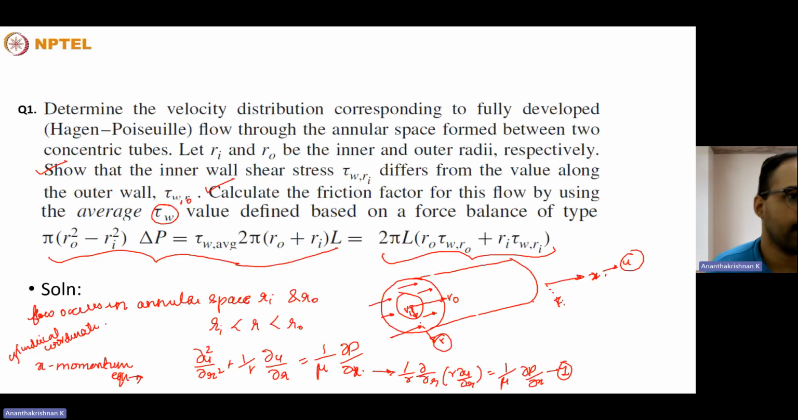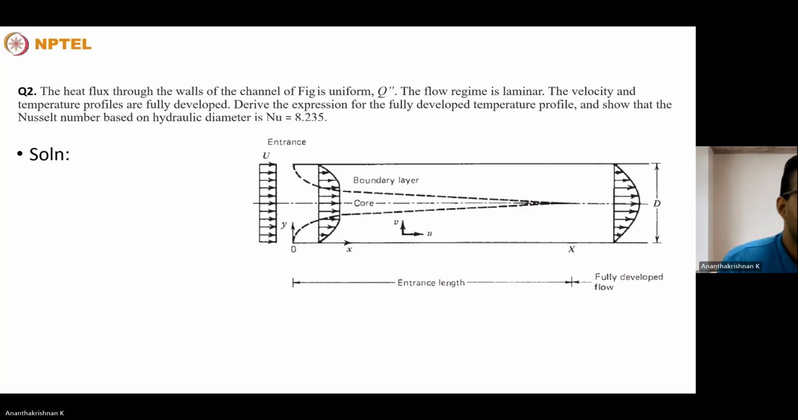This was a problem to determine that the inner and outer wall shear stresses are different, and then to calculate the friction factor based on the average shear stress parameter. Now you can move to the second problem.